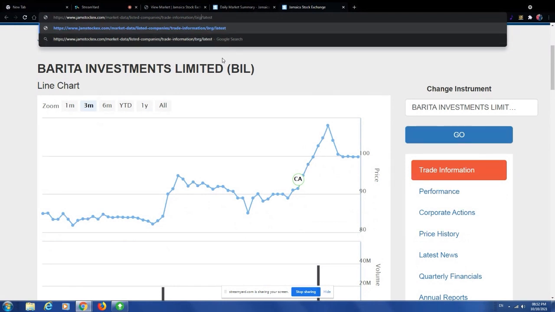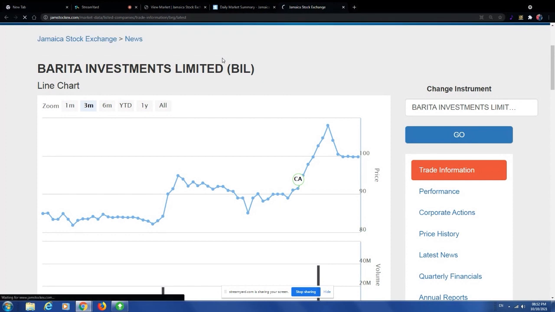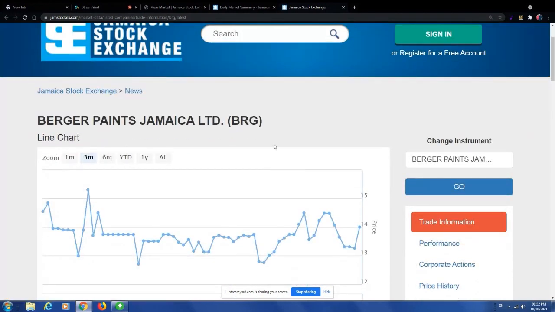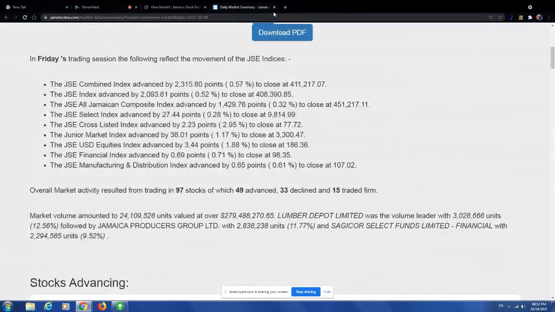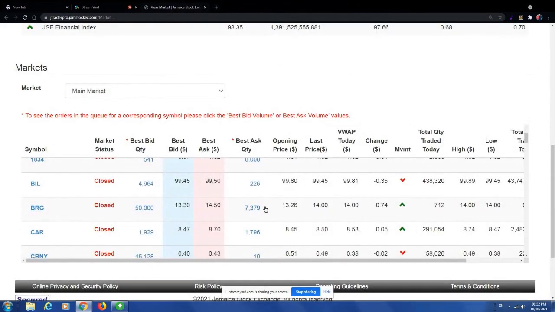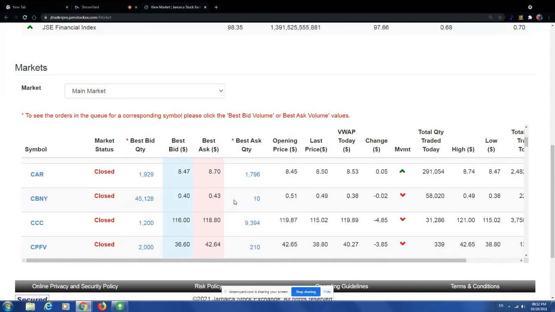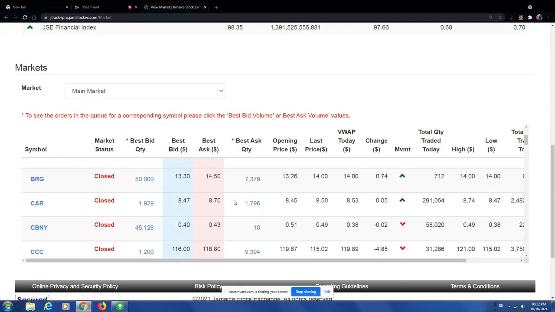And I didn't know what BRG is, for example. So I put in BRG, and adjusted the part of the URL, and it means it's Berger Paints Jamaica Limited. So although you'd expect the actual company name, I don't know why it's not telling you, but as I said, that's one way you can actually look at it. See Carreras, Seprod, Carib Cement.